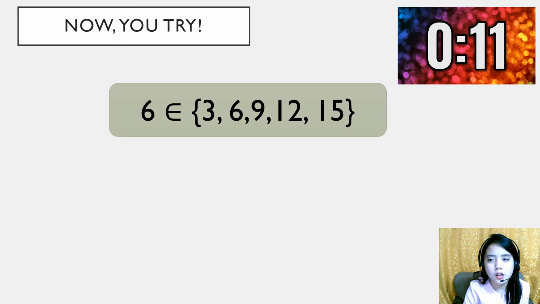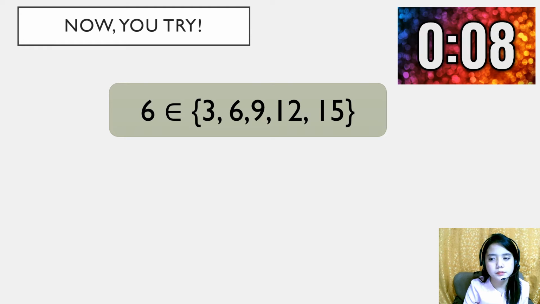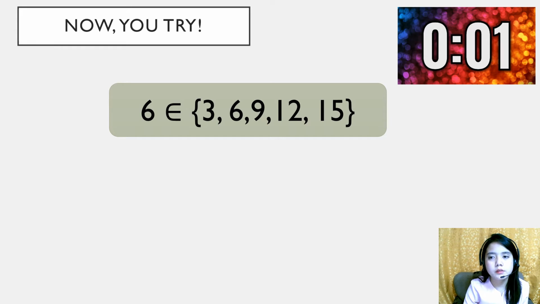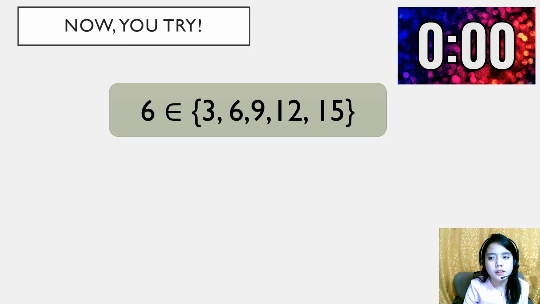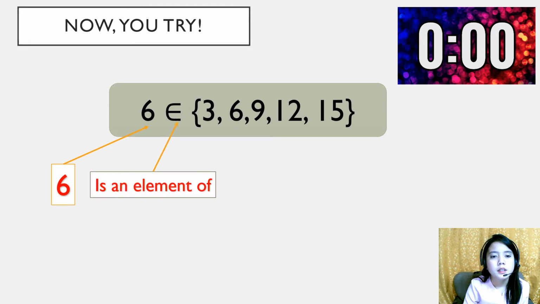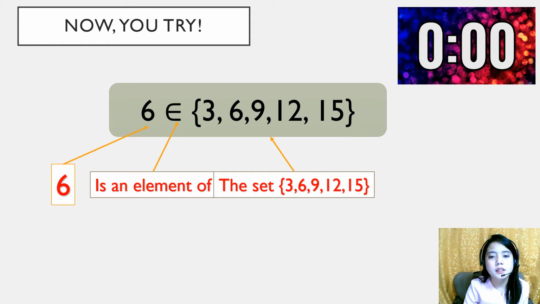Sige. Unsaon ka na pagbasa? Let's try. Let's check kung tama ba. 3, 2, 1. Okay, time's up. Unsaon siya pagbasa? 6 is an element of the set 3, 6, 9, 12, 15. Okay? So, I suppose, daghan na tama or tanan ang natama. Okay? So, ingon anaon siya pagbasa.